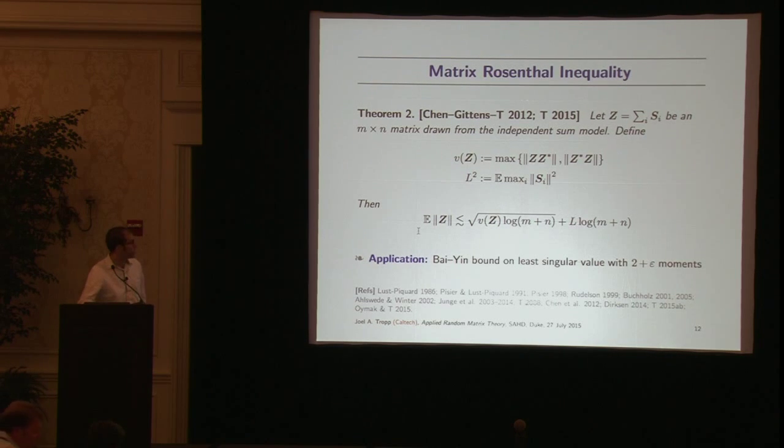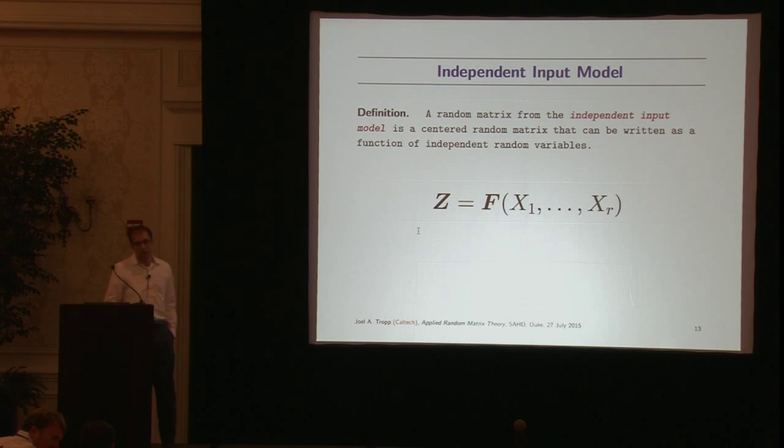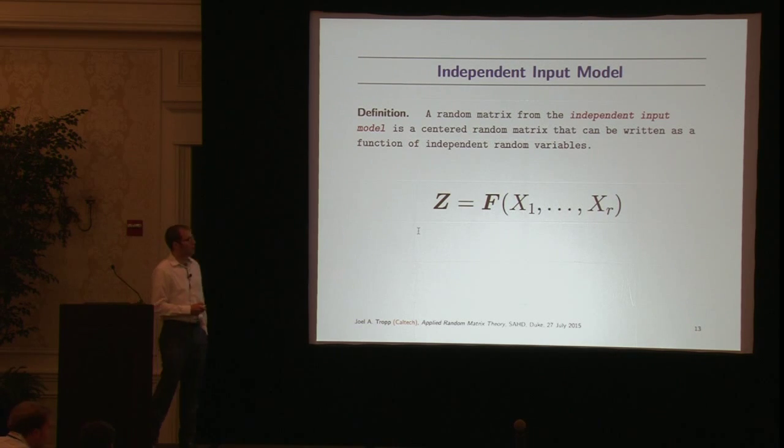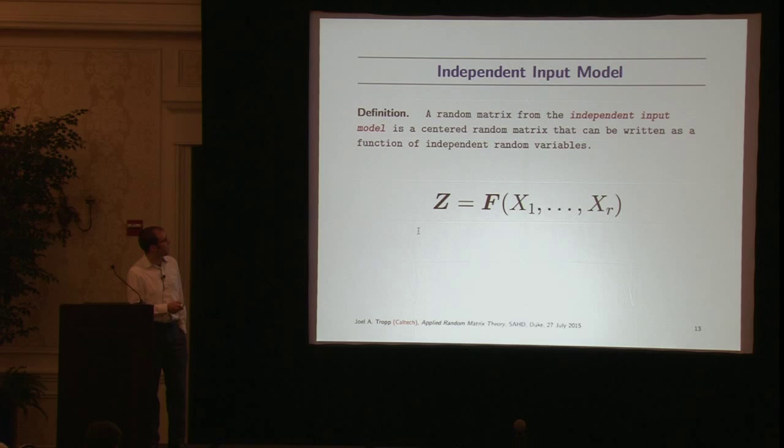Okay. Since we're running a little low on time, I'm going to move on to an even more general model, which, as you may expect, is more flexible, but is harder to use. So this is what I call the independent input model. A random matrix from this model is one that has mean 0 and can be written as a function of some independent, say, scalar random variables. So they're independent inputs that go in, and a random matrix comes out.